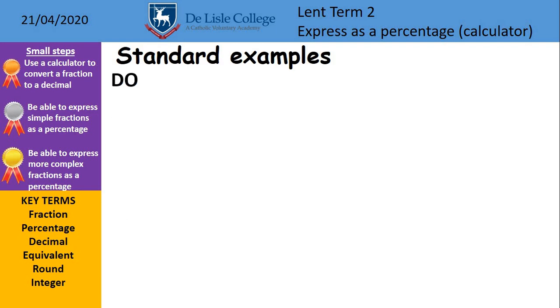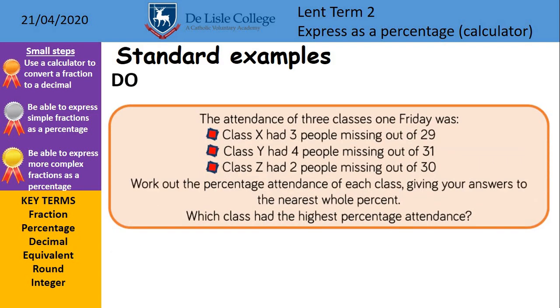Some standard examples then now. Can you have a go at this question here? Pause the video while you have a go and then resume playing when you want to mark your work. So the attendance of 3 classes one Friday was, class X had 3 people missing out of 29, class Y had 4 people missing out of 31, and class Z had 2 people missing out of 30. It asks you to work out the percentage attendance of each class, giving your answers to the nearest whole percent, so the nearest integer. Which class had the highest percentage attendance?